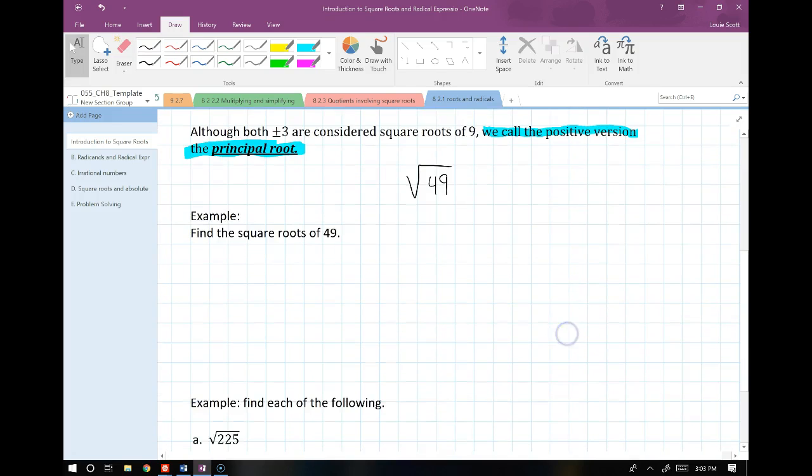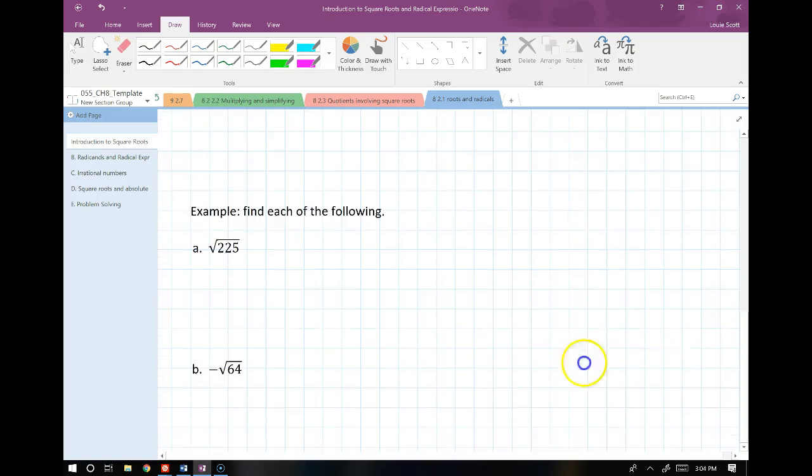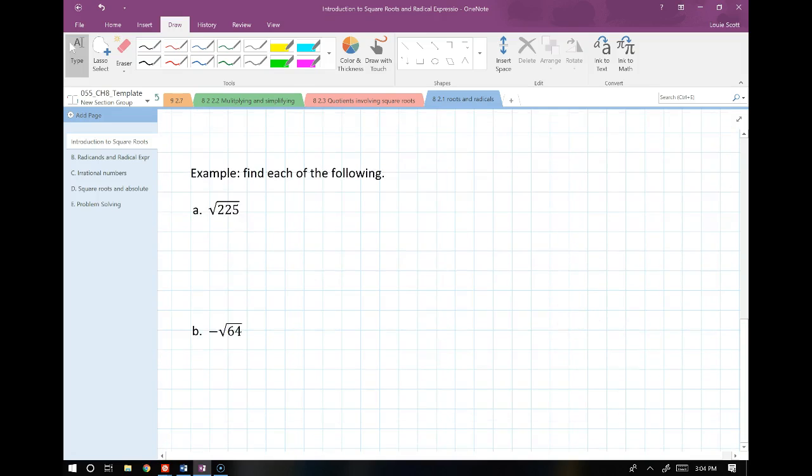Okay, so for this one, they're saying find the square roots of 49. So it's saying find them both, right? So what are the square roots of 49? Plus and minus 7. There we go. Those are the 2 square roots of 49. What about this one? What are the square roots of 225? Right? Plus and minus 15.